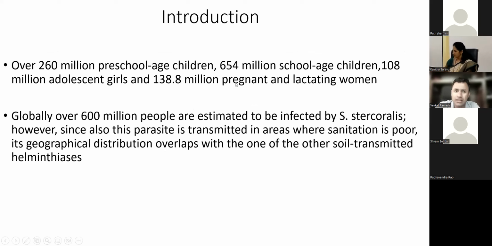A significant number, millions of preschool-age children, school-age children, adolescent girls, and pregnant and lactating women, are affected by the soil-transmitted helminths. And the public health programs are basically targeting this particular population. Globally, over 600 million people are estimated to be infected by Strongyloides, but this parasite is transmitted in areas where sanitation is poor. Its geographical distribution will overlap with the other soil-transmitted helminths.